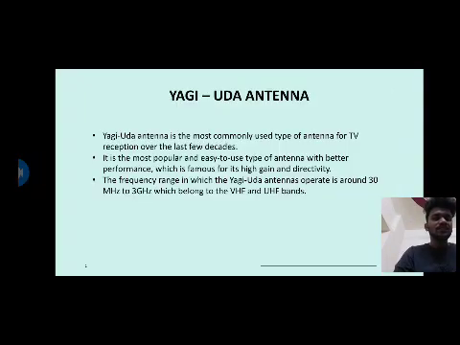Yagi antenna. Yagi antenna is the most commonly used type of antenna for TV reception over the last few decades. It is the most popular and easy to use type of antenna with better performance, which is famous for its high gain and directivity. The frequency range in which a Yagi antenna operates is around 30 MHz to 3 GHz, which belongs to the very high frequency and ultra high frequency bands.